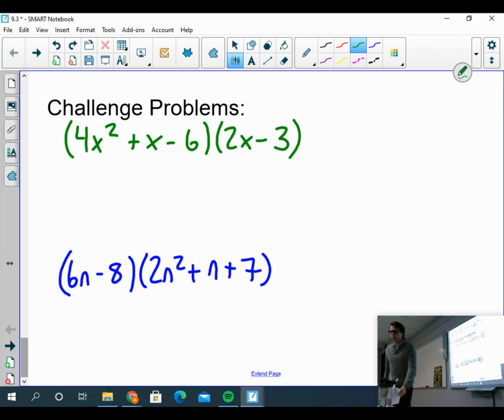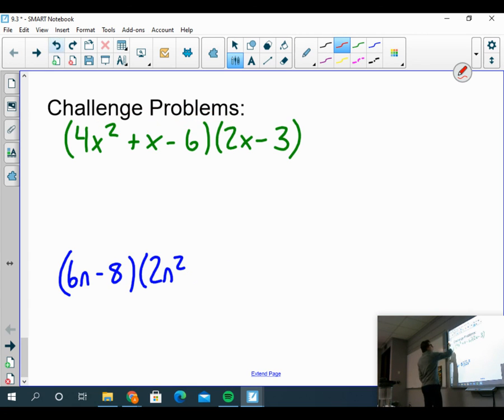Now you look at these and they probably look pretty similar, but now we aren't multiplying together 2 binomials. We're actually multiplying together a trinomial and a binomial. In each case. The second one's a binomial and a trinomial. Again, nothing changes. Same logic. Everything in the first polynomial needs to be multiplied by everything in the binomial. So how am I going to solve this? I'm going to distribute the 4x squared to everything in the second binomial.